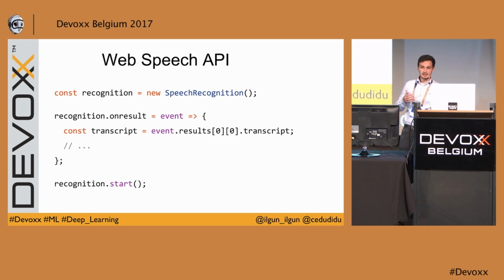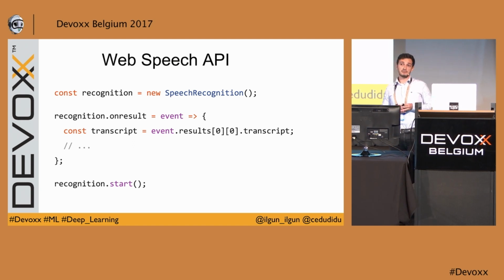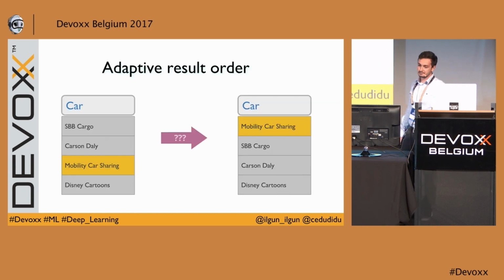So it gives you a bunch of results, and with the confidence, so you can just check which is better, and then return to the backend. So in this example in particular, we return the transcript, which is the text, to the backend to do the search, but you can do whatever. And you have to start the recognition, of course.